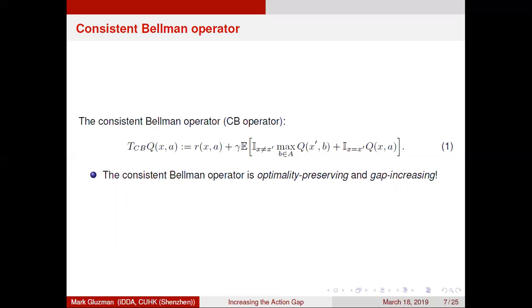So let me explain one thing. We want to apply the consistent Bellman operator to Q of X, A. If we apply action A and we get to the same state, so X prime is equal to X, we don't maximize the Q value as we would do for the Bellman operator, but we take the same value. If we don't go back to the same state, then we use the standard approach of the Bellman operator and we maximize Q.